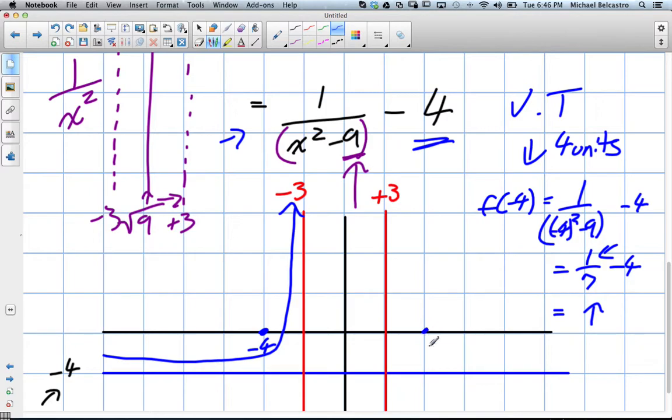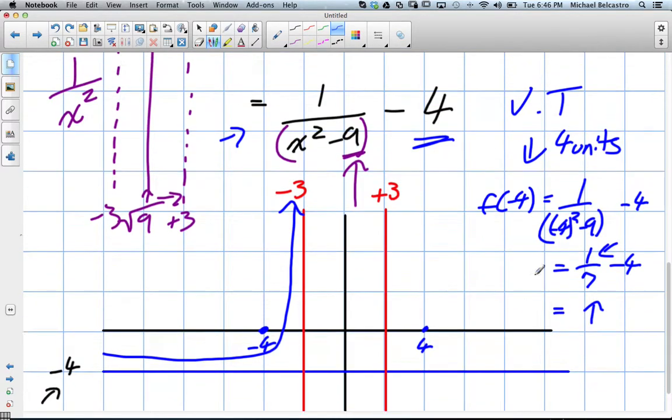Let's do the opposite side too, at positive 4. We have the exact same idea, right? Because the 4 would become squared, we're going to be positive again. So on this side of it, we're above. We have something that looks like this.